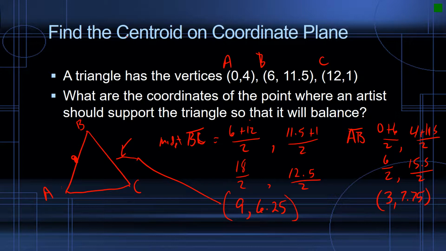And if we were to do that for AC, well, let's just do it. We've got segment AC and we're finding the midpoint. That would be 0 plus 12 over 2.